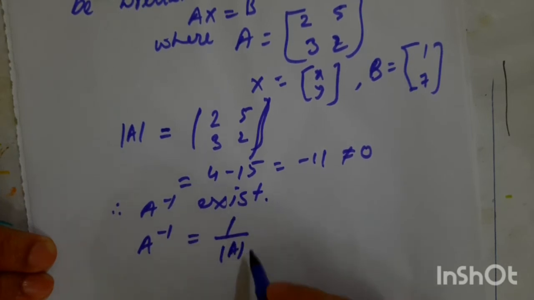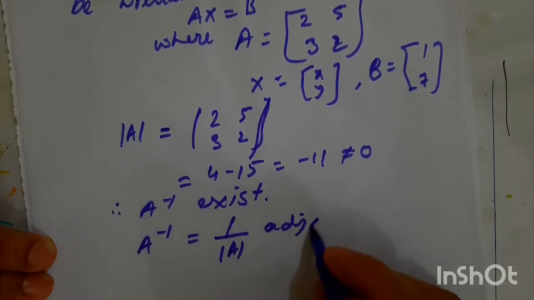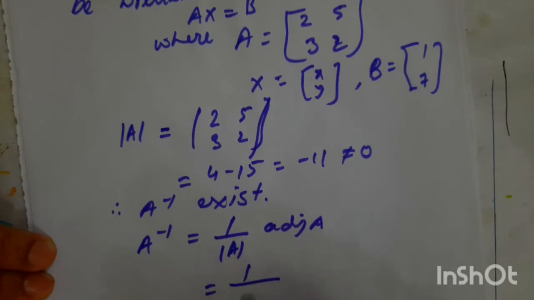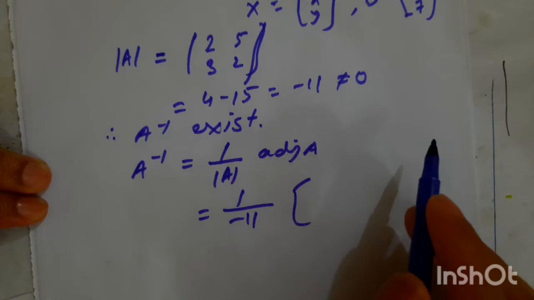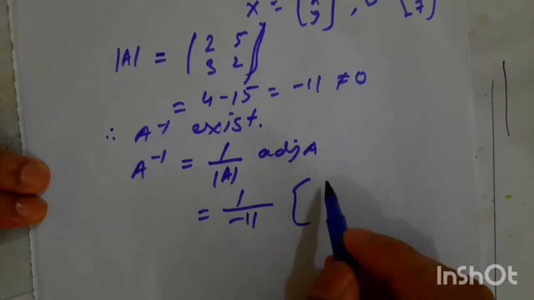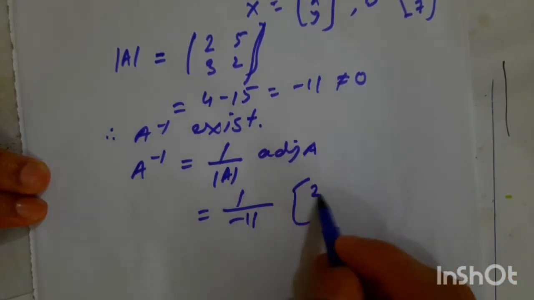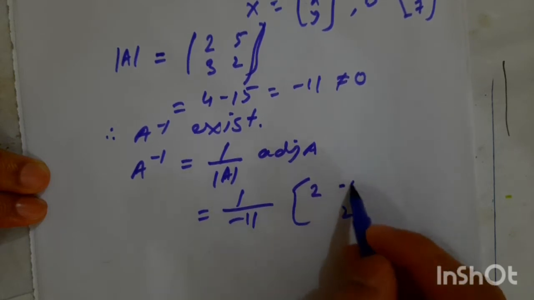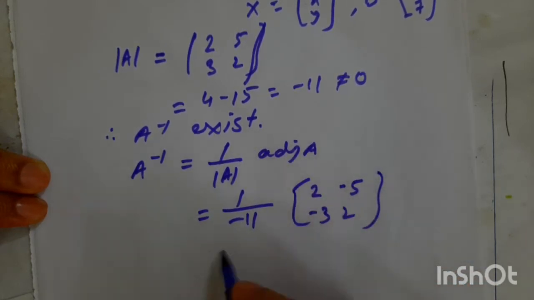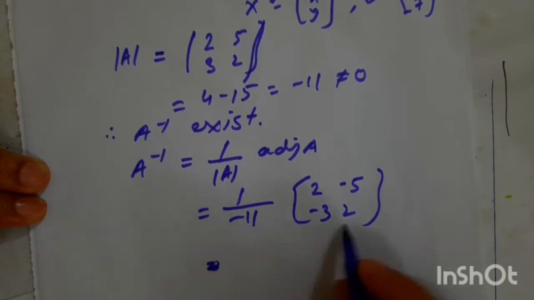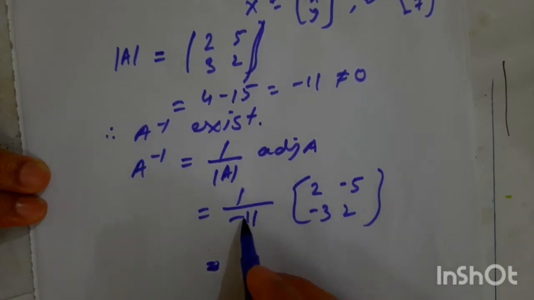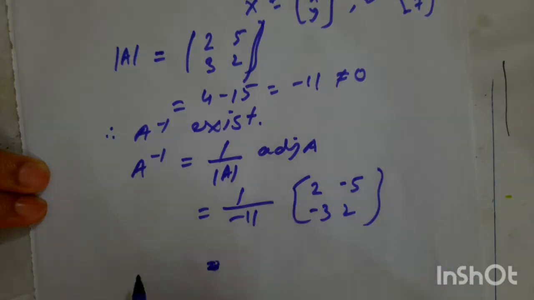So what we need to do is find A inverse. How can we find A inverse? 1 by determinant of A into adjoint of A, that is 1 by minus 11 into adjoint of A, a 2 by 2 matrix. We can easily find the adjoint by interchanging these two and changing the signs of these two. That is our inverse. You can keep it like this, or you can multiply the 1 by minus 11 also.